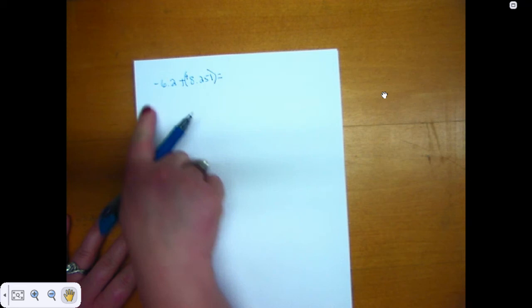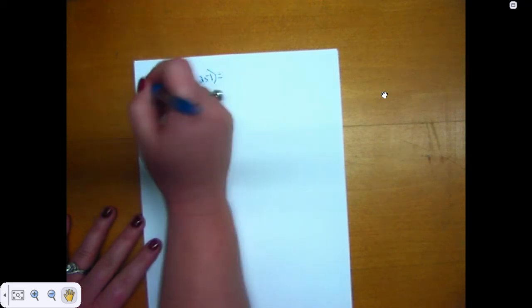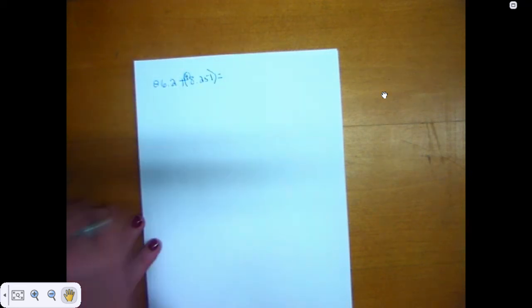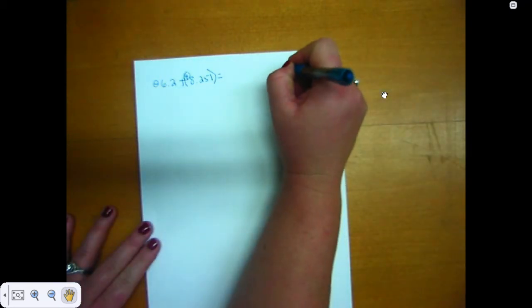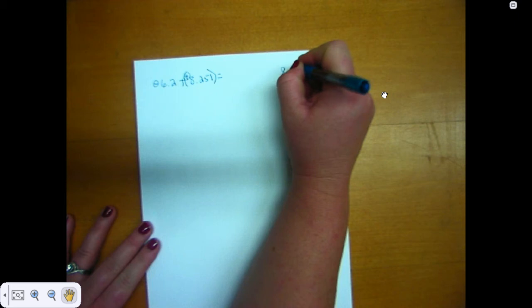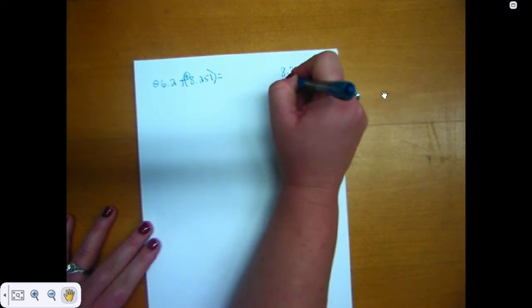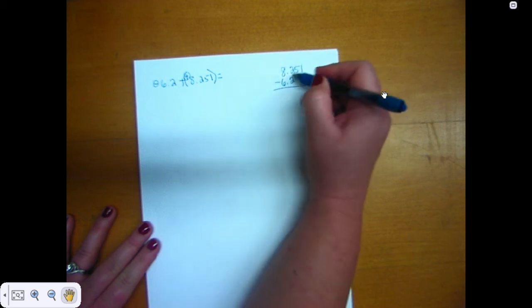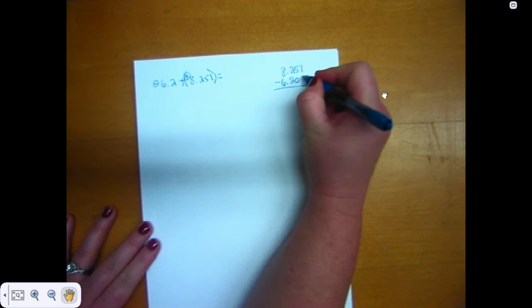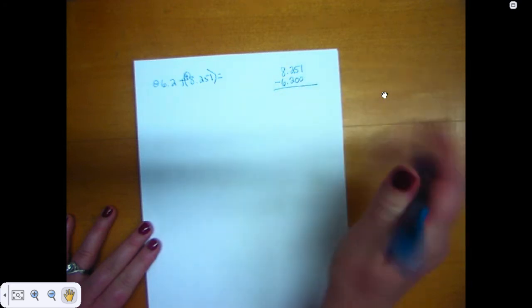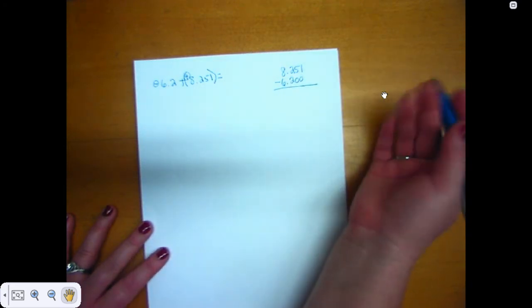So first thing I'm going to do is check my signs. My signs are different, which means I'm going to subtract. So I need to put the larger number on top, 8.251, and I'm going to subtract 6.2. And you notice I lined my decimal signs up, and I'm just going to put placeholder zeros here just to hold that place. Now all I need to do is subtract.